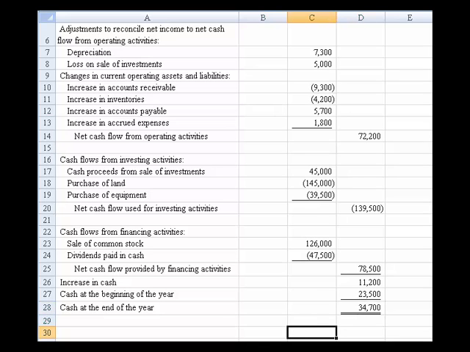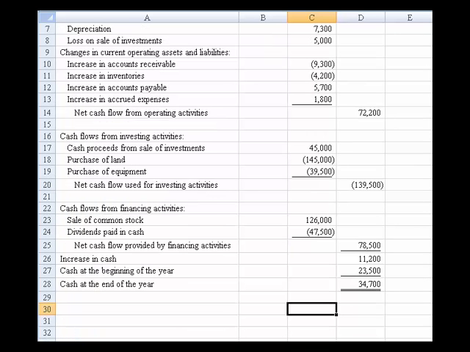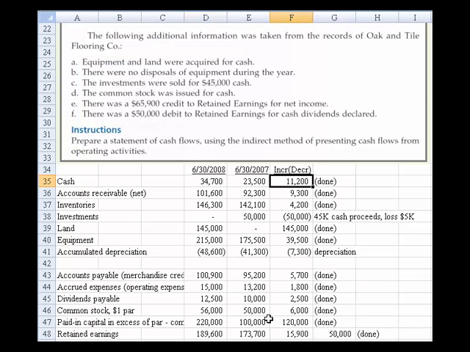And that's this problem, everyone. That's how we would put together a statement of cash flow for the Oak and Tile Company. Okay, so there it is in front of you. Our answer comes to a change of 11,200, which matches the cash. We're all set. Thanks, everyone.